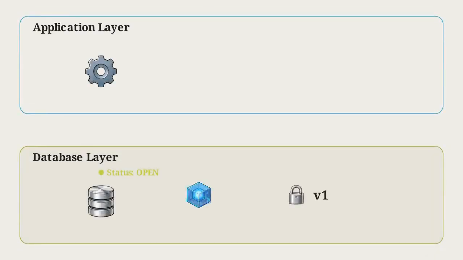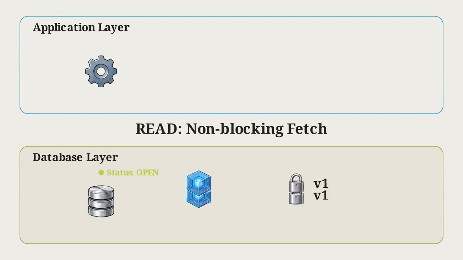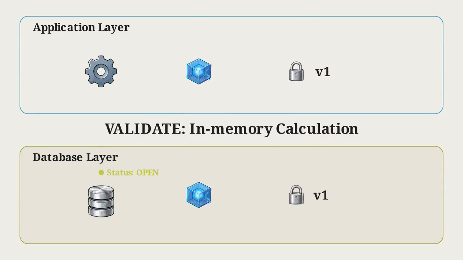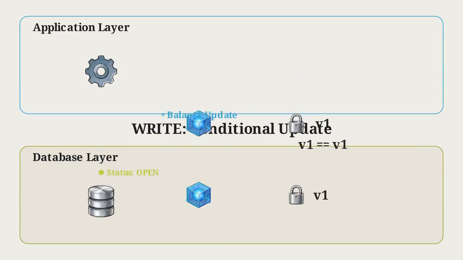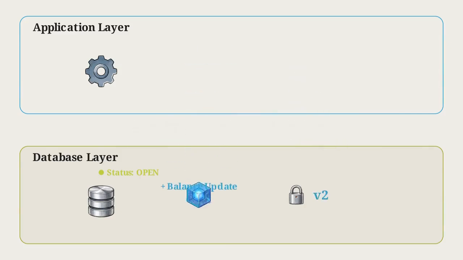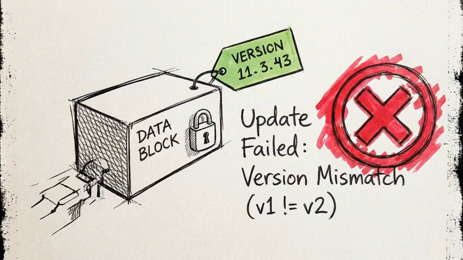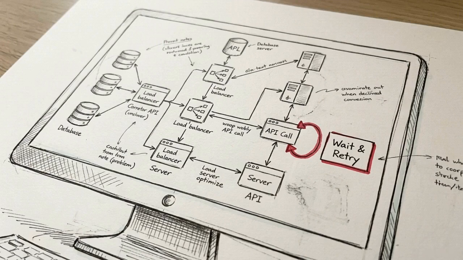OCC defers synchronization to the final commit. First, the read phase fetches the balance without locking the database. Next, the validate phase calculates new balances in application memory. Finally, the write phase attempts a conditional update, committing only if the database lock version still matches the initial read. If another process updated the account in the meantime, the version check fails. The system rolls back the partial update and triggers an automated retry cycle with a randomized backoff delay.